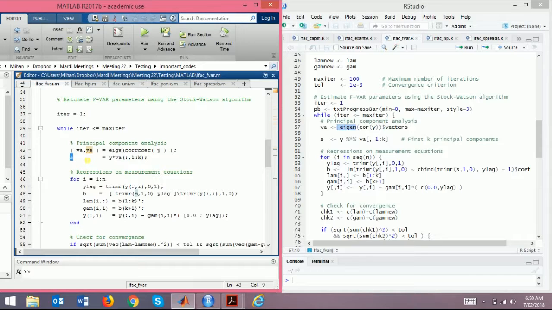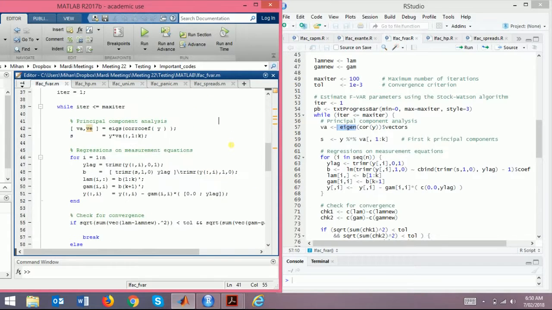S is simply y lambda for all rows, 1 to k columns. Beautiful. S is a k by 1 matrix, sorry, k by 1 matrix. So all rows and 1 to k columns, S is a k by 1 matrix. So if S is equal to y lambda, that's very simple, because y is equal to lambda S, so it's the same thing, multiply that to y and you have S.